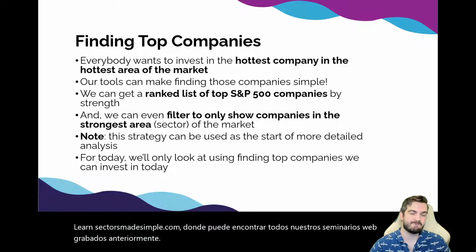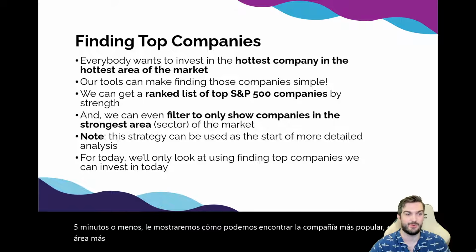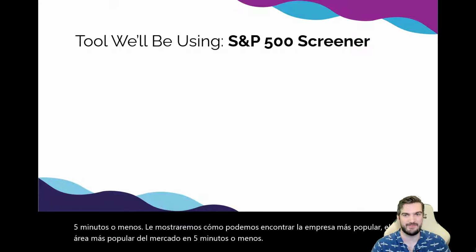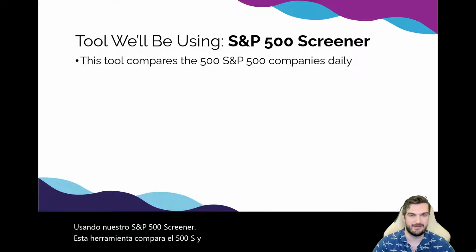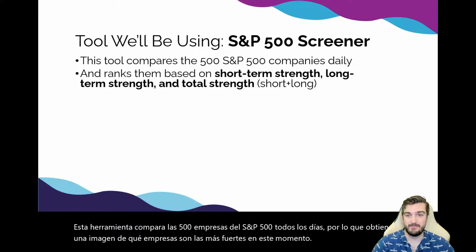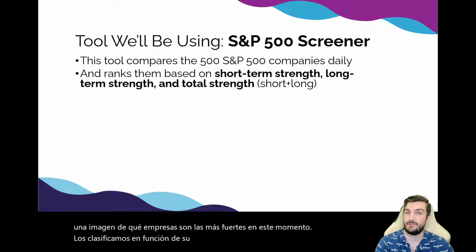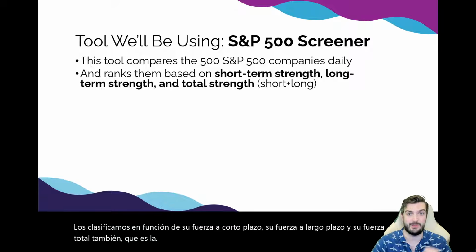So for today, we're going to show you how we can find the hottest company in the hottest area of the market in 5 minutes or less, using our S&P 500 screener. This tool compares the 500 S&P 500 companies every single day. So you're getting a picture of which companies are the strongest right now. We rank them based on their short-term strength, their long-term strength, and their total strength as well, which is the combination of their short and long-term strengths.